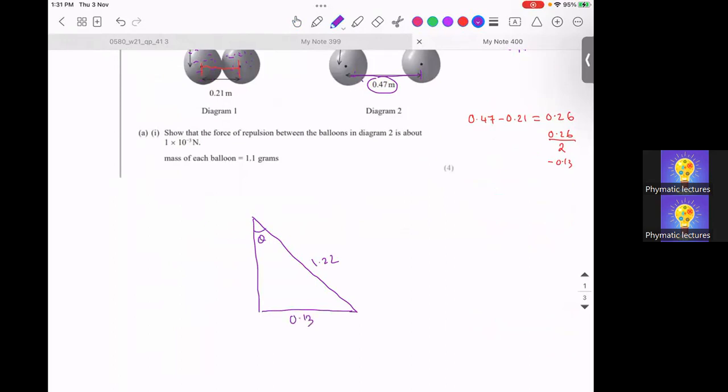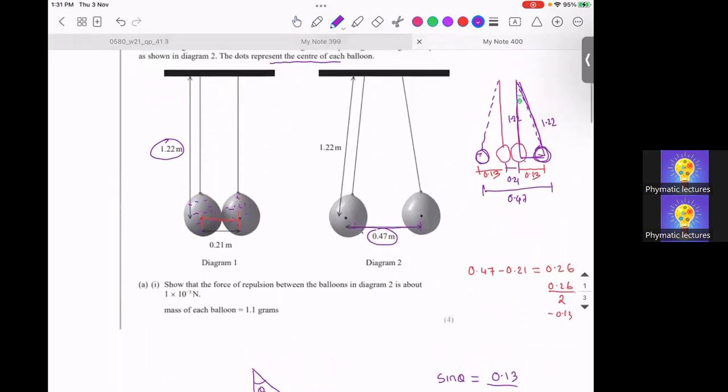So this will help us to find the angle. For example, sine theta is opposite side by hypotenuse, 0.13 by 1.22. Therefore if you take the inverse, you will get 6.12 degrees. So this angle is 6.12 degrees. So we got this angle shift after this repulsion.